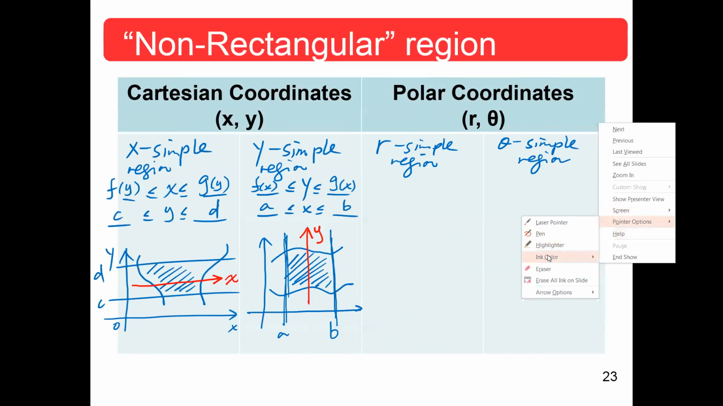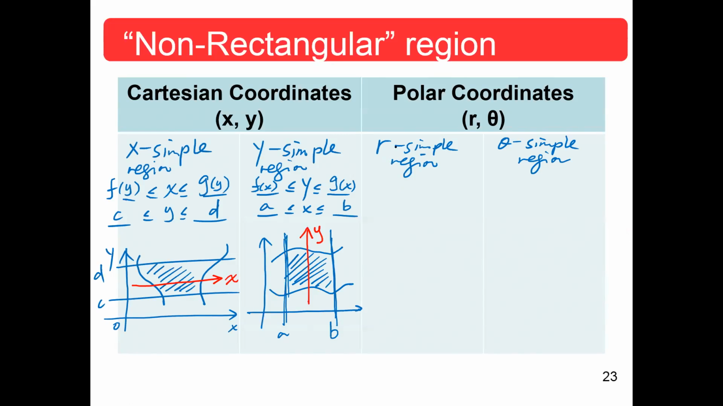Okay, theta simple. For R simple, the R must be bounded by two functions of theta, say f of theta and g of theta. And theta needs to be bounded by two constants, right? So let's say alpha and beta. Make sense? Let's see, what would the graph look like?